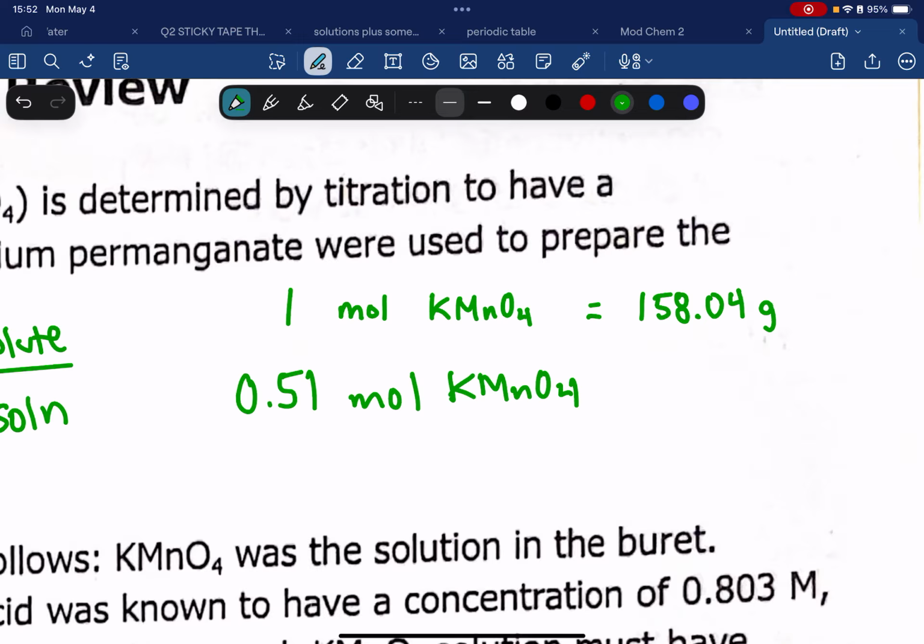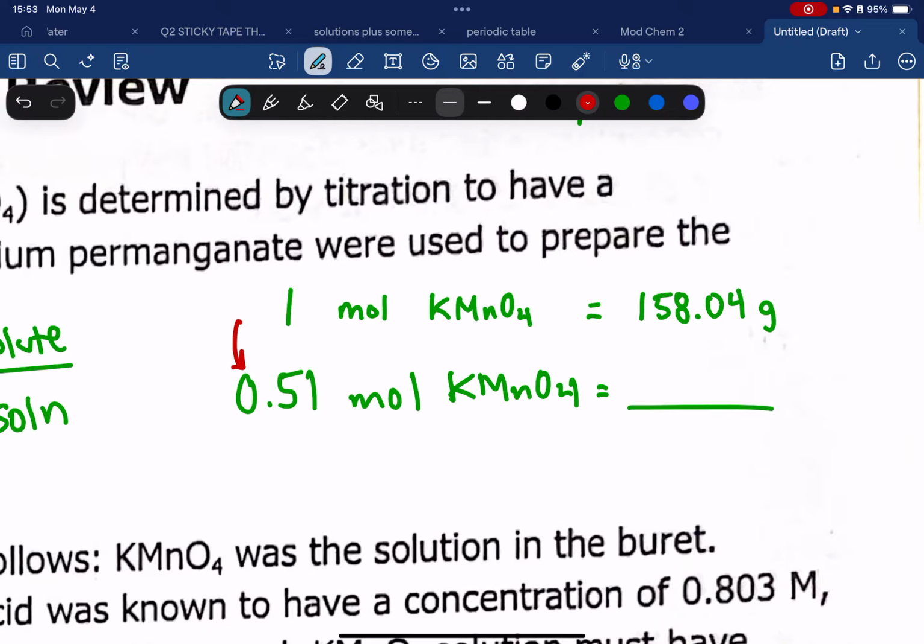So now I need to find the number of grams that is equal to 0.51 moles. I can tell right away that's about half of a mole. So you can figure out a number of ways. You could either find the scale factor between 1 and 0.51, or you could find a scale factor between 1 and 158, or you could cross multiply and divide, or you can do any kind of way that makes sense to you.